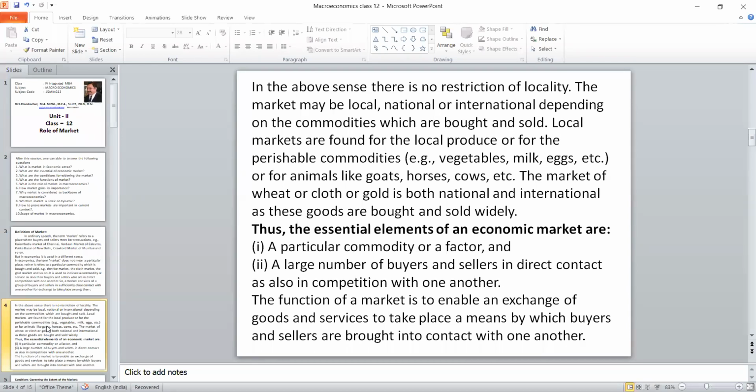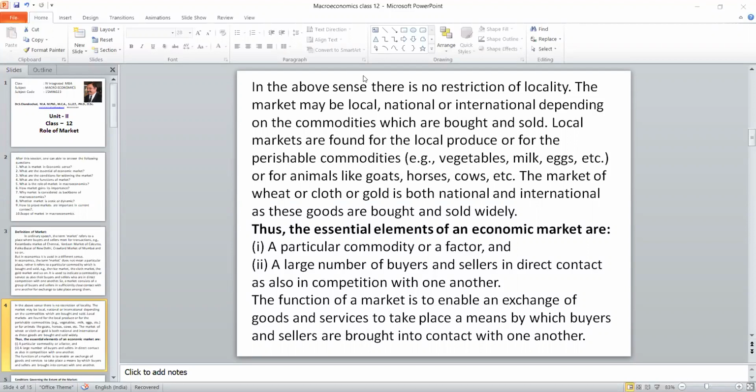Suppose the type of product changes, for example gold or cloth, then there is no need for it to be in the local market. It may be in a national-level market or an international-level market because of durability. So once we understand the difference between these two, then it is easy to mention the essentials for an economic market. There are 4 things you should keep in mind.